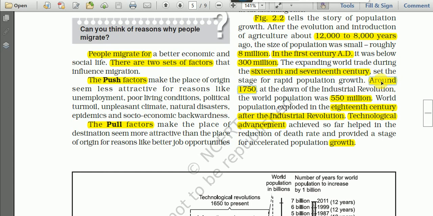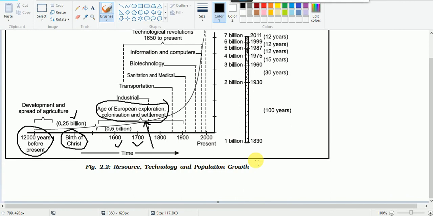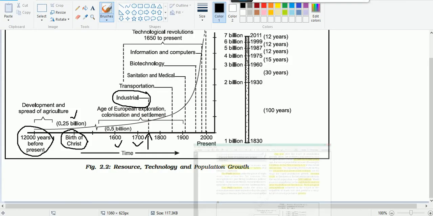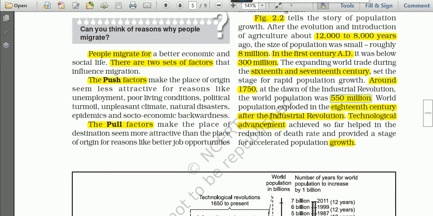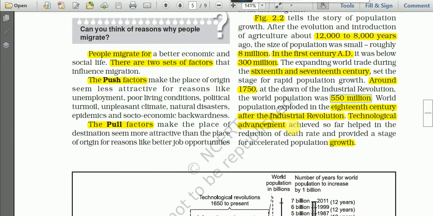Around 1750, at the dawn of the industrial revolution, just here, the world population was 550 million.